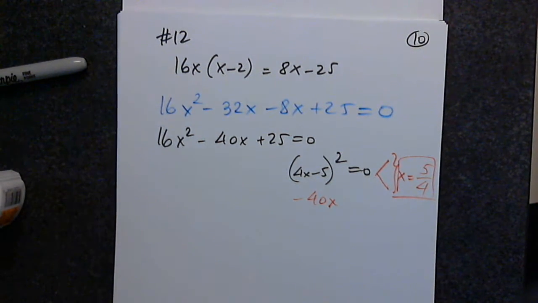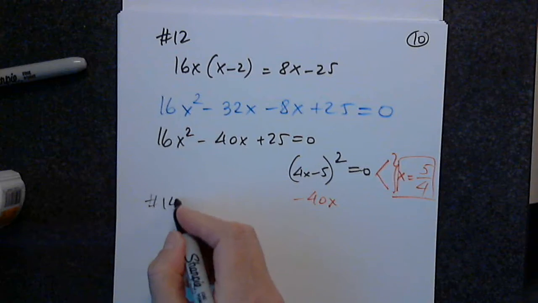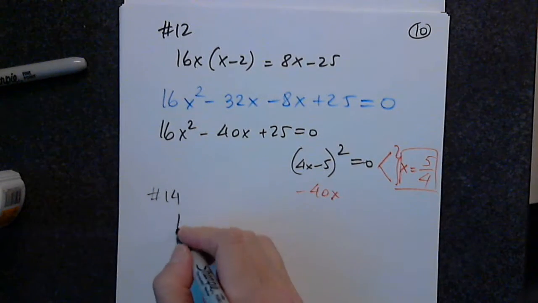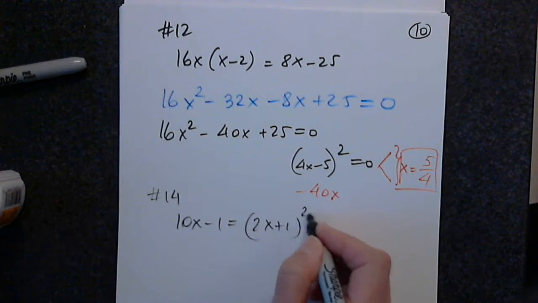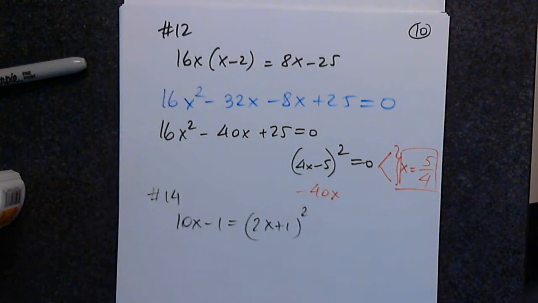Okay, last one here. And then we'll look at rational expressions. In 14 we have 10x minus 1 equals 2x plus 1 squared. Let's work on this for 2 minutes. Let's see what we get. I just want to hear one answer from you before we look at this problem.